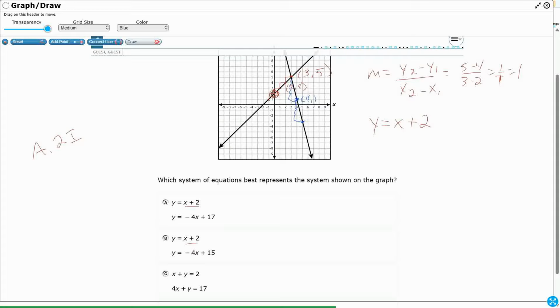So if we want to calculate it, we can say m equals 5 minus 1 over 3 minus 4. So that's going to be 4 over -1, so -4. All right, so I have a slope of -4, and the y-intercept is not visible.